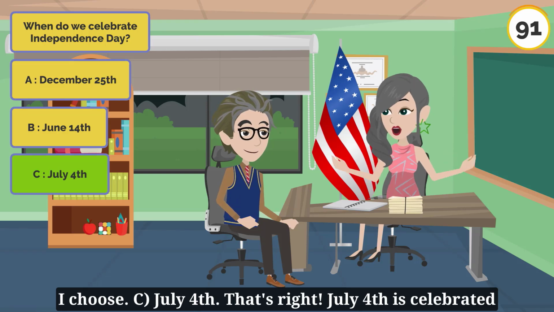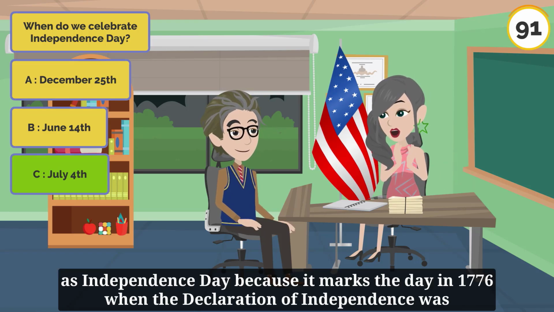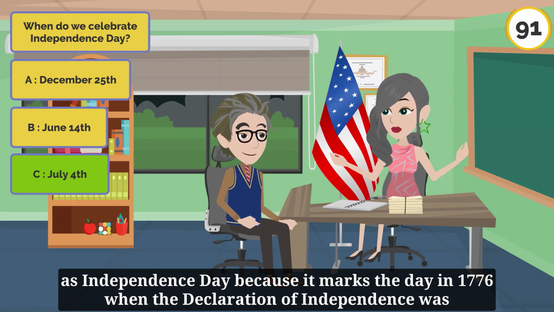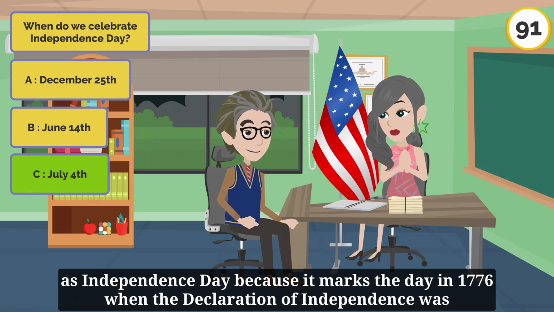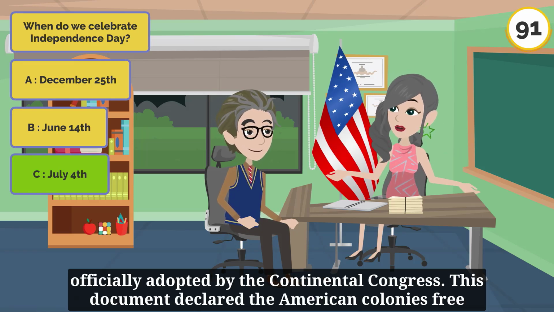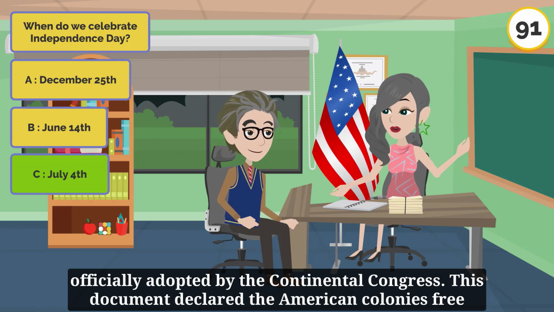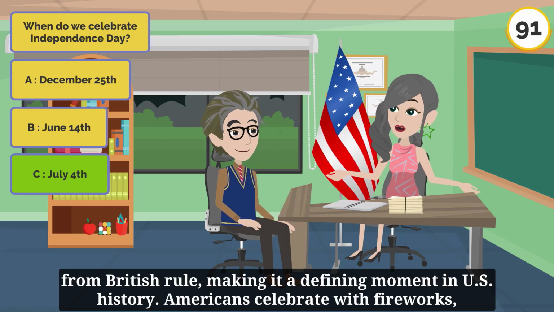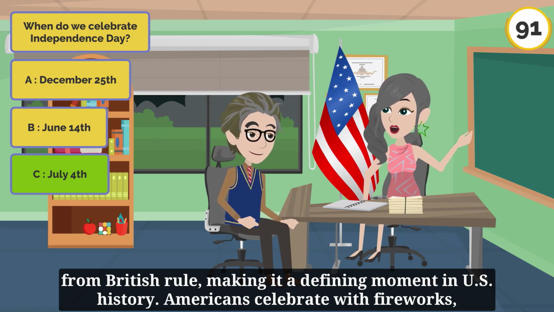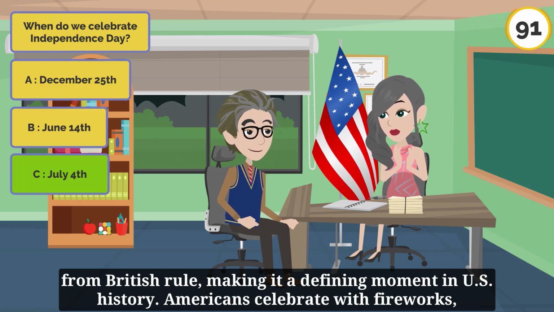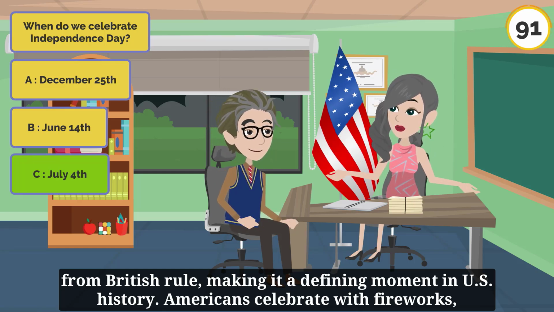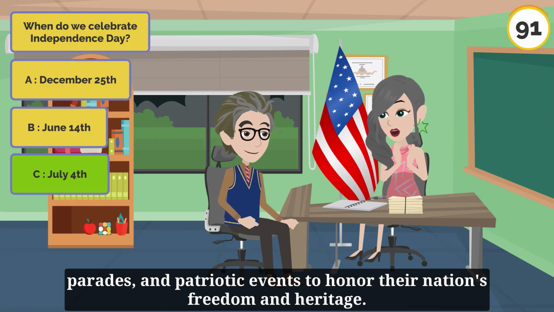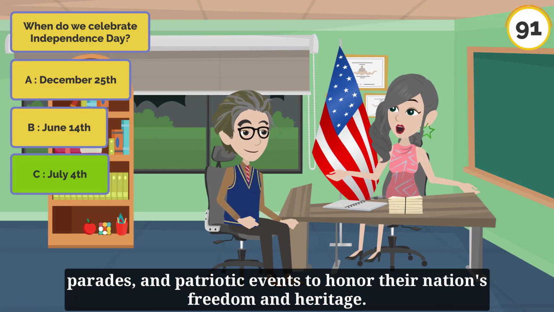That's right. July 4th is celebrated as Independence Day because it marks the day in 1776 when the Declaration of Independence was officially adopted by the Continental Congress. This document declared the American colonies free from British rule, making it a defining moment in U.S. history. Americans celebrate with fireworks, parades, and patriotic events to honor their nation's freedom and heritage.